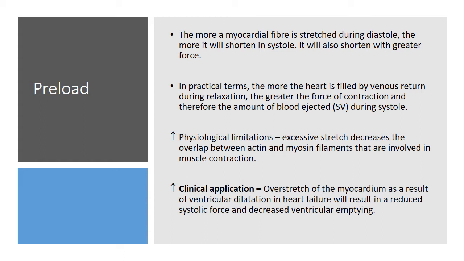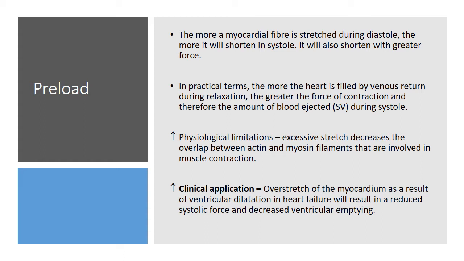So it says here then that in practical terms, the more the heart is filled by blood during venous return, the greater the force of contraction, and so therefore we get an increased amount of blood ejected during systole. So we increase stroke volume by increasing the amount of stretch during preload. So we load the ventricle with more blood during diastole, therefore we can increase the amount of stretch on the myocardial fibers, therefore we can increase the amount of blood ejected with each contraction during systole.